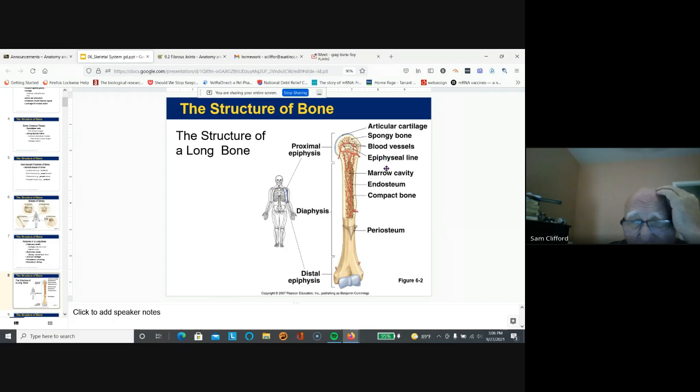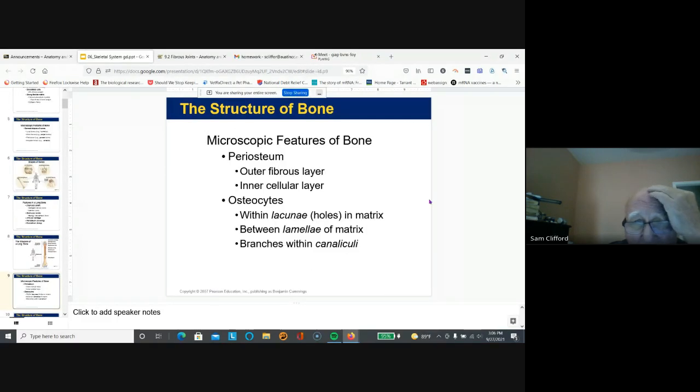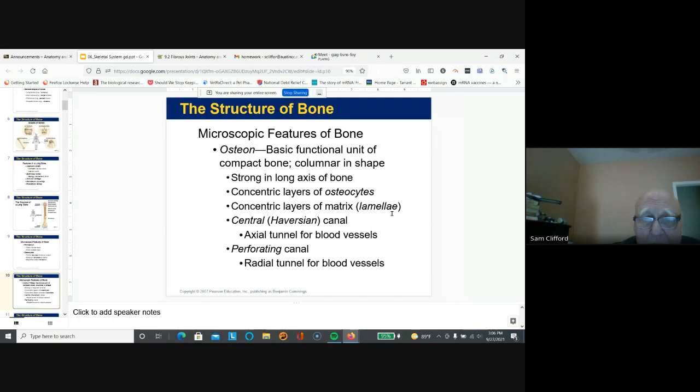The epiphyseal line is the growth plate. That's how the bone grows, increasing its length. We said what the periosteum was. Osteocytes are the cells that make bone. They live in little holes called lacunae. Okay, so let's look at a picture of a bone.